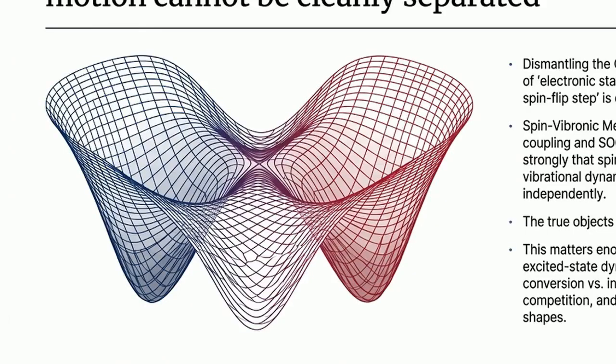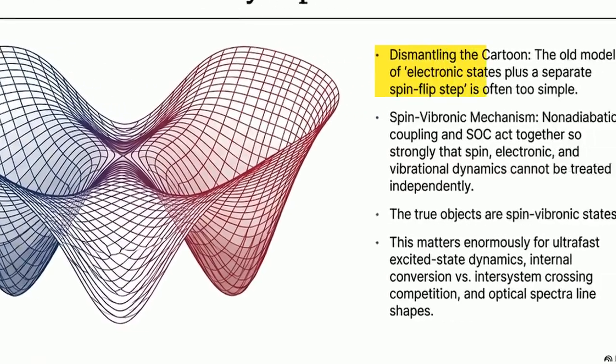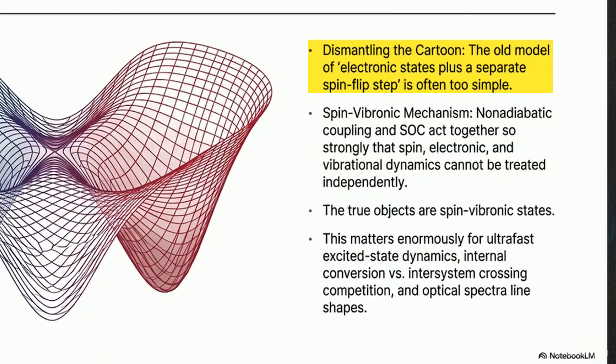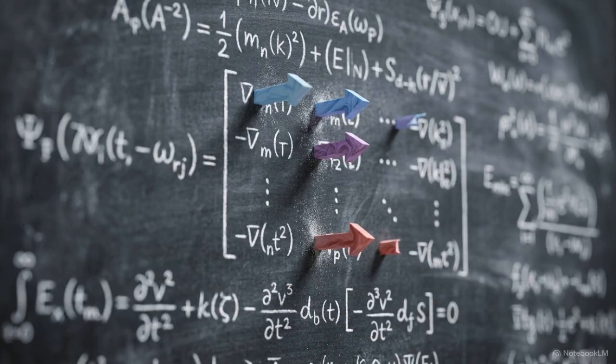Because of non-adiabatic effects, spin and nuclear motion are fundamentally linked. The old model of an electronic state, followed by a separate spin flip step, is an oversimplification. The true physical objects are tangled spin-vibronic states. Defining spin-orbit coupling as the interaction of spin with orbital motion is an incomplete description of its mathematical role. This table summarizes the broader impact.